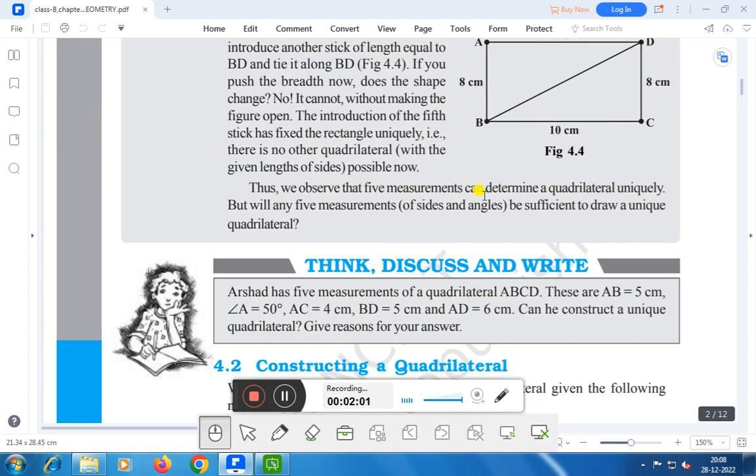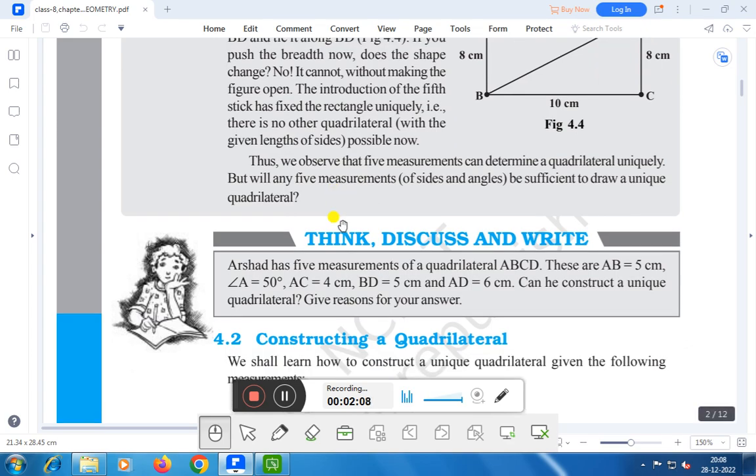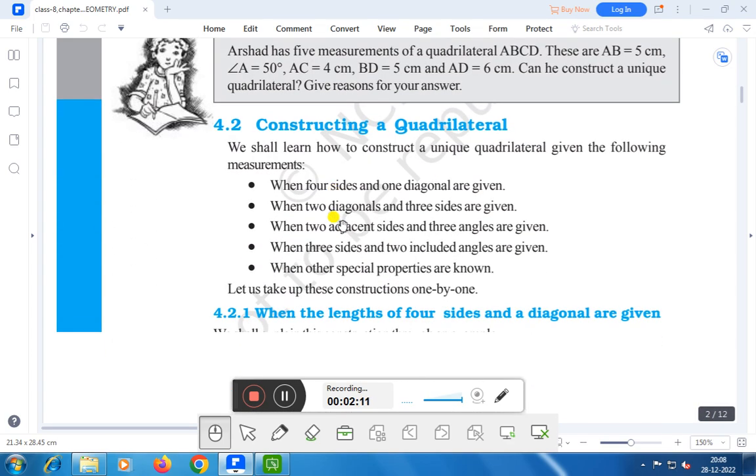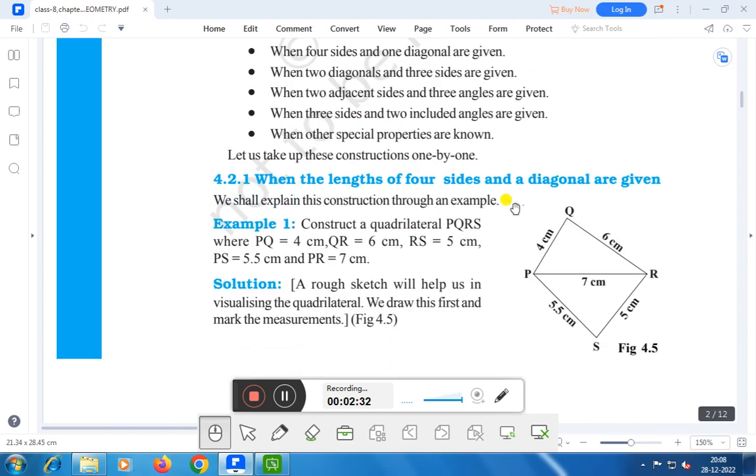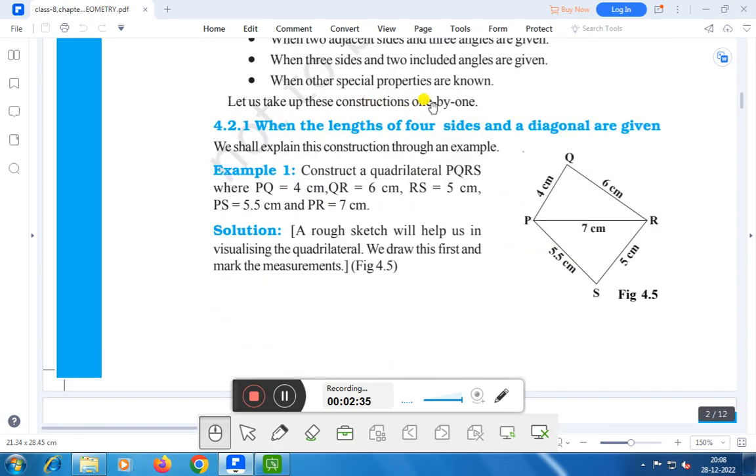Thus, you observe that five measurements can determine a quadrilateral uniquely, but will any five measurements of sides and angles be sufficient to draw a unique quadrilateral? Constructing a quadrilateral: we shall learn how to construct a unique quadrilateral given the following measurements. When four sides and one diagonal are given, when two diagonals and three sides are given, when two adjacent sides and three angles are given, when three sides and two included angles are given, when other special properties are known. Let us take up these constructions one by one.